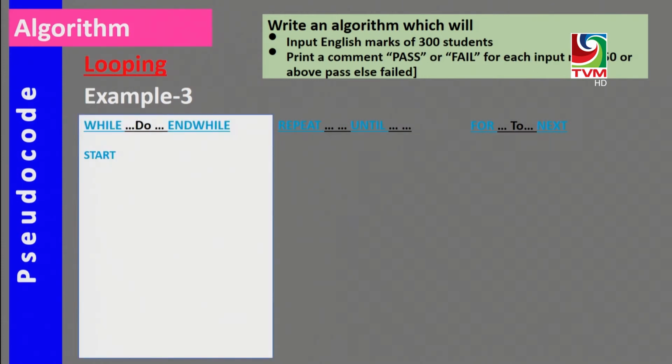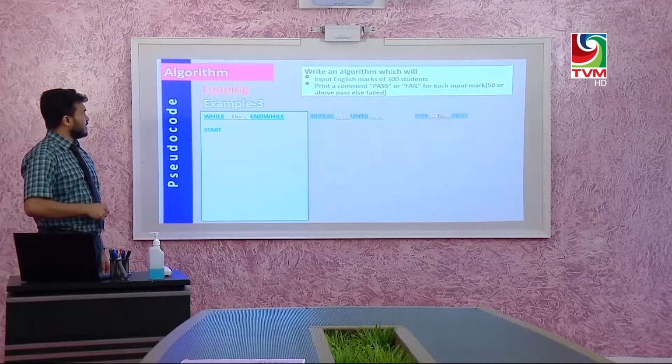Start. In this case you can see here you are going to input 300 marks of students and you are going to check the conditions also. So for any one of the loop statements you can use, and you can use a decision making statement also, because you are going to make a decision, either pass or fail. So you can use any one of the decision making statements.